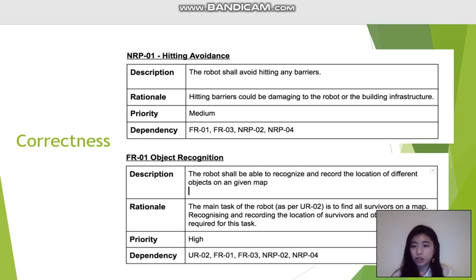According to the definition from our lecture, functional requirements define what the system is supposed to do, and non-functional requirements are constraints on the service or functions offered by the system. So non-functional requirements are more like a detailed supporting plan for functional requirements. Hitting avoidance is an implementation of object recognition, so we don't think it's a duplication.